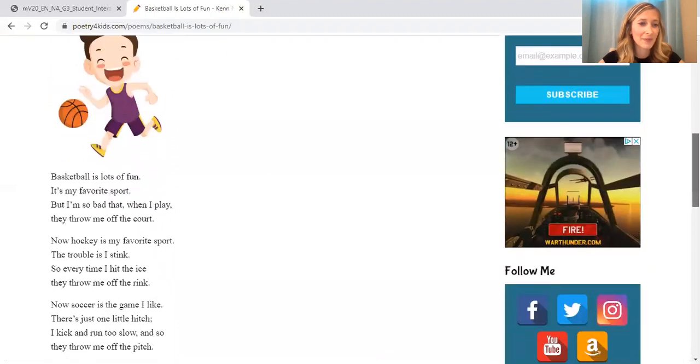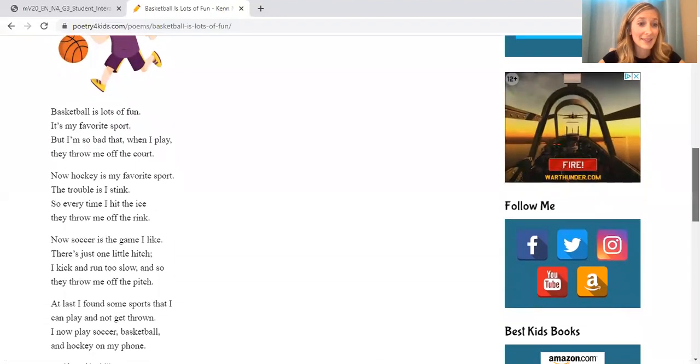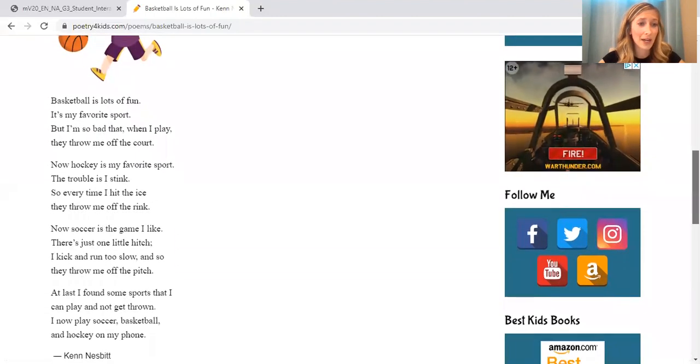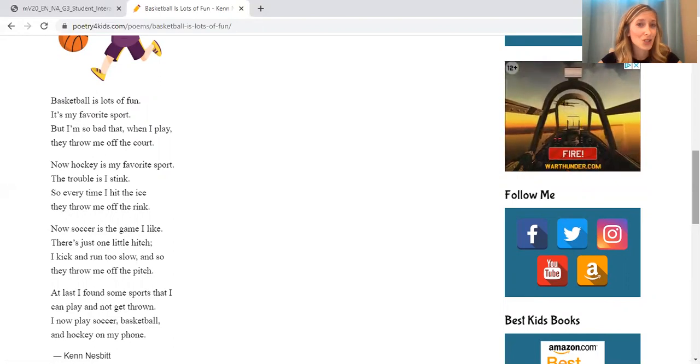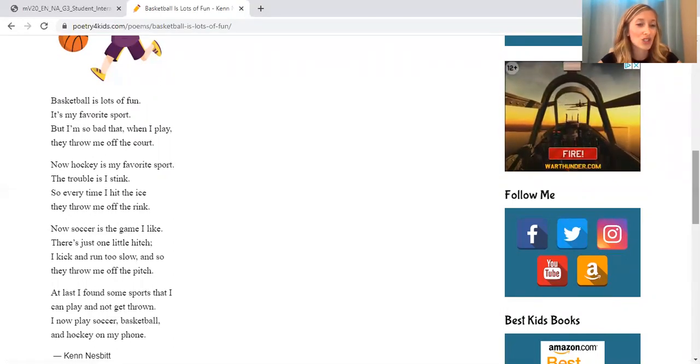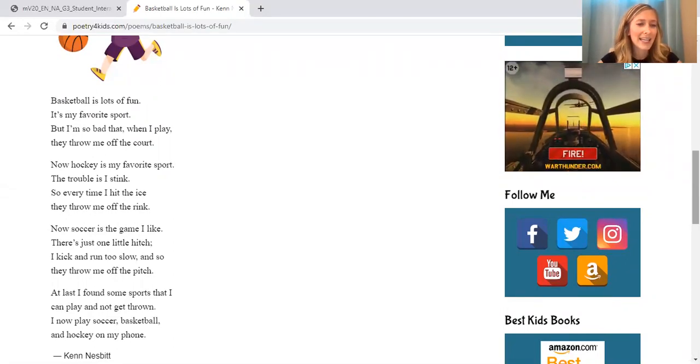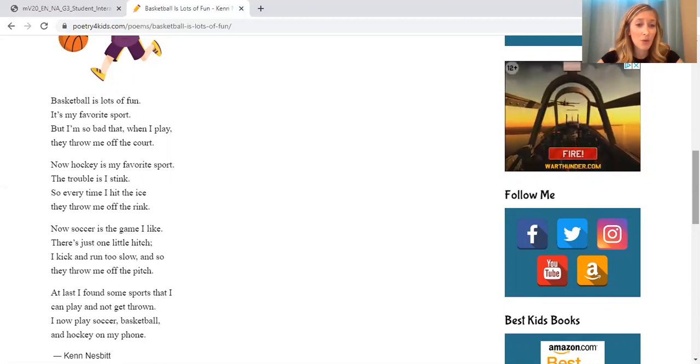Basketball is lots of fun. It's my favorite sport, but I'm so bad that when I play, they throw me off the court. Now hockey is my favorite sport. The trouble is, I stink. So every time I hit the ice, they throw me off the rink. Now soccer is the game I like. There's just one little hitch. I kick and run too slow, and so they throw me off the pitch. At last I found some sports that I can play and not get thrown. Now I play soccer, basketball, and hockey on my phone.